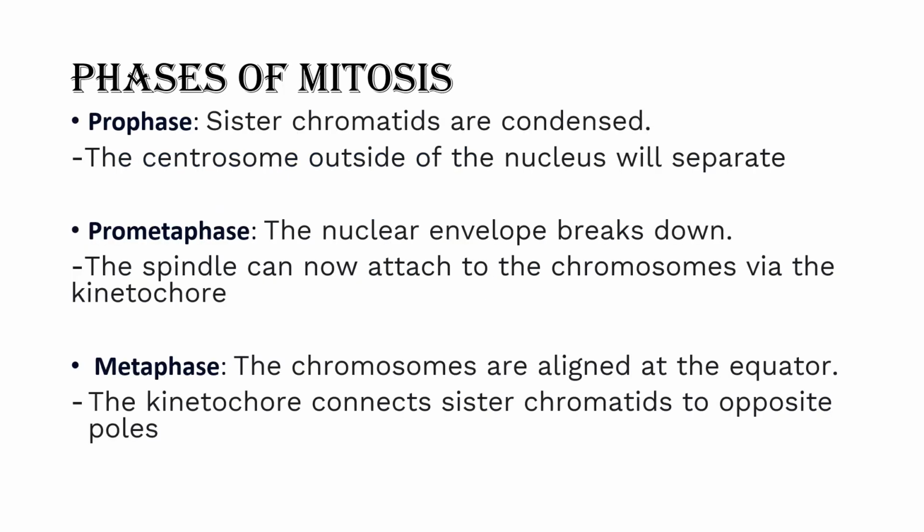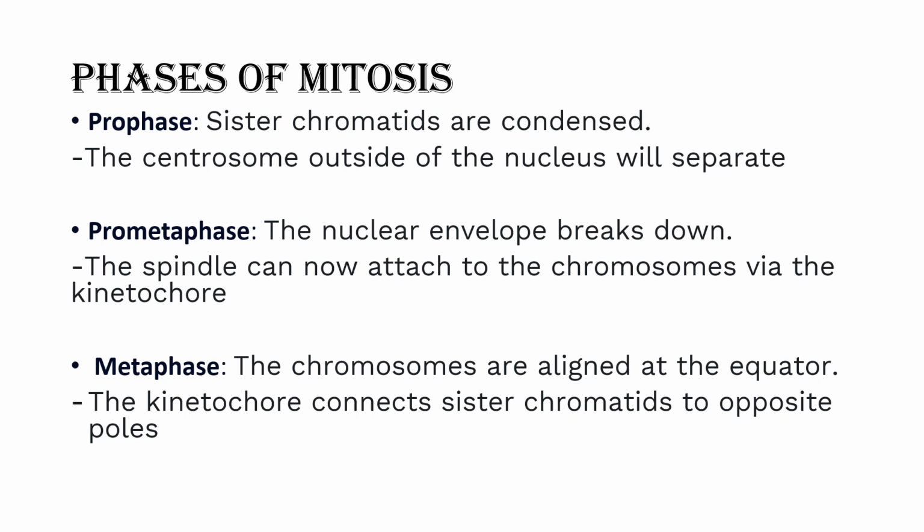Now we are going to talk about the processes of mitosis. The first one is prophase. In prophase, we have sister chromatids which are condensed. We also have the centrosomes that are outside of the nucleus, which will separate. It will be doing this in preparation for the metaphase. So we are going to have prometaphase.